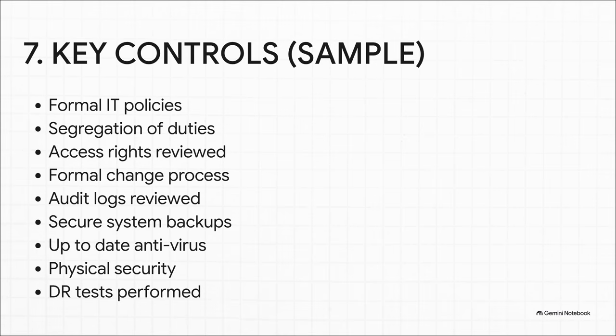Heading 7, Key Control Sample, outlines 9 critical points: formal IT policies, segregation of duties, access rights, change management process, audit logs, system backups, antivirus/firewall, physical security, and disaster recovery tests. Let's focus on segregation of duties for a second. It's exactly like needing 2 separate keys, held by 2 completely different people, to open a high-security bank vault. One person alone shouldn't have all the power.